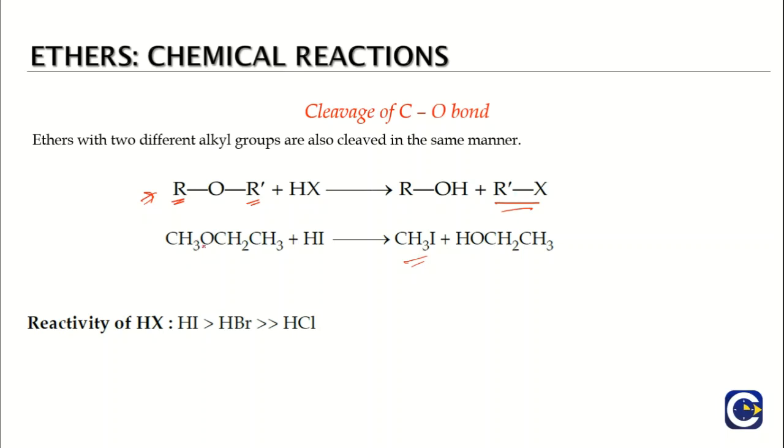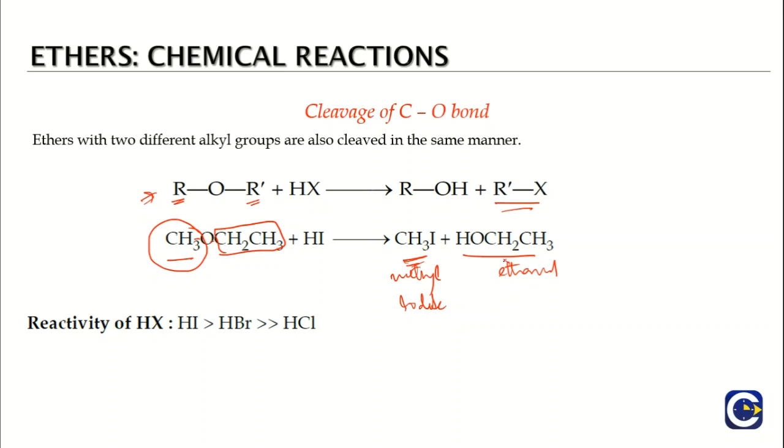In this case we have OCH3, where the oxygen is attached on one side to a methyl group and on the other side to an ethyl group. So the halide will be formed by the smaller group. This is the methyl group, so methyl iodide will be formed in this case. This is the alkyl halide that's formed from the smaller R group, and the bigger R group will form the alcohol. This is the alcohol, that is ethanol. Ethanol is formed by the bigger alkyl group.